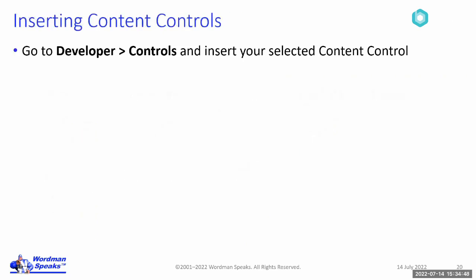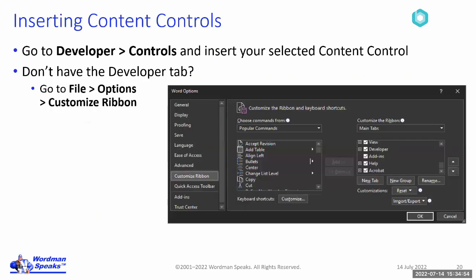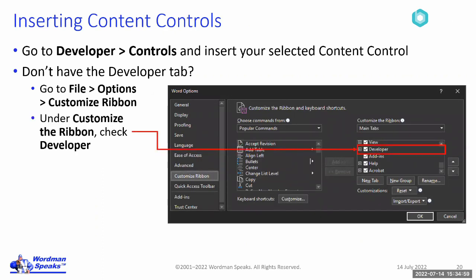So how do we insert a content control? We go to the developer tab in the ribbon and hit controls and insert the one you want. If you don't have the developer tab, you're going to go to file options, customize ribbon, and then make sure that the developer tab is checked. It's not by default.